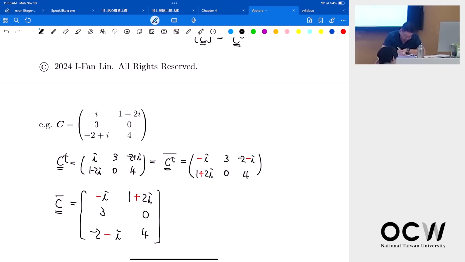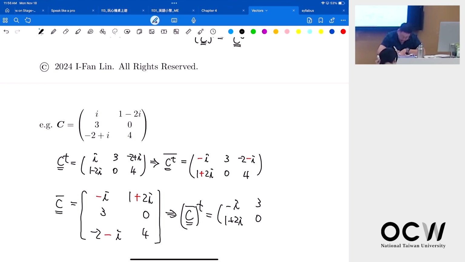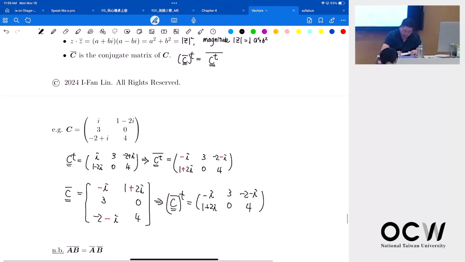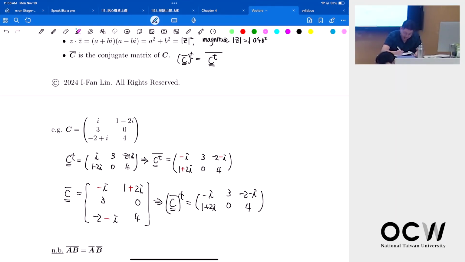Yep, so we transpose. The first row becomes the first column. Minus i, 1 plus 2i. Minus 2 minus i, 4. And you see that they are the same. Any questions for this one?